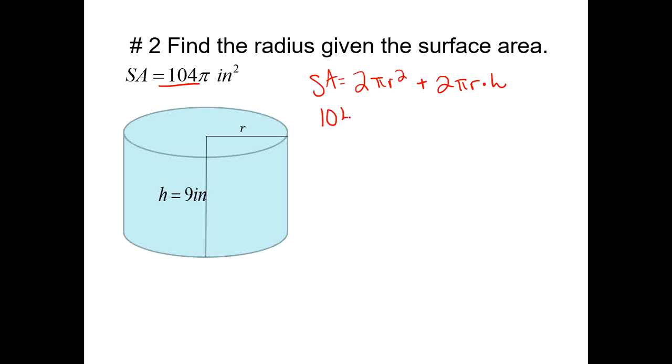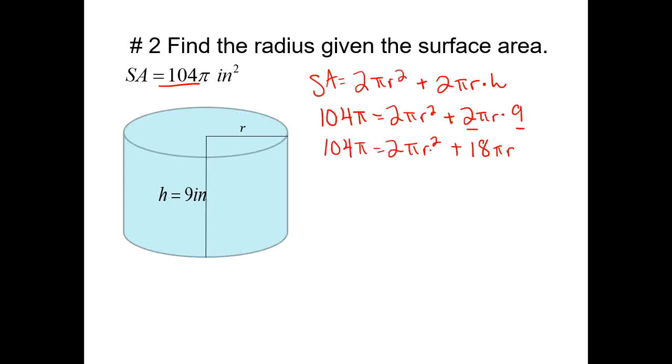So 104 pi is equal to 2 pi r squared, that's all we know about that, plus 2 pi r times the height, which is 9. Well, I can multiply the 2 and the 9, so I can simplify that. So that's 104 pi equals 2 pi r squared plus 2 times 9, which is 18 pi r. Okay, so if you notice, we have an r squared and an r and a number. That means that we're going to have to factor, but we want to get rid of as much as we can so that we don't have a hard problem to factor. So I notice that each one of these terms has a pi and they're all even, so let's divide by 2 pi.